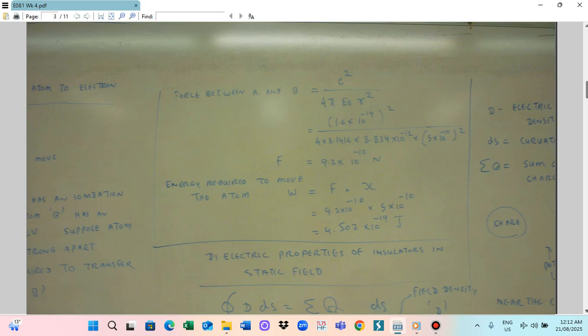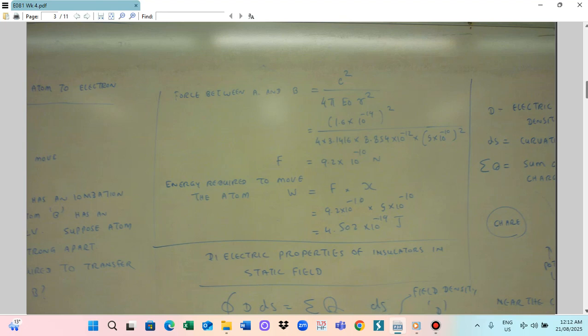So this force equation is e squared divided by 4 pi epsilon-zero R squared. E is the electron charge, so the electron force can be calculated this way. The electron charge e is 1.6 multiplied by 10 to the power minus 19. This is the electron charge, and its square is divided by 4.